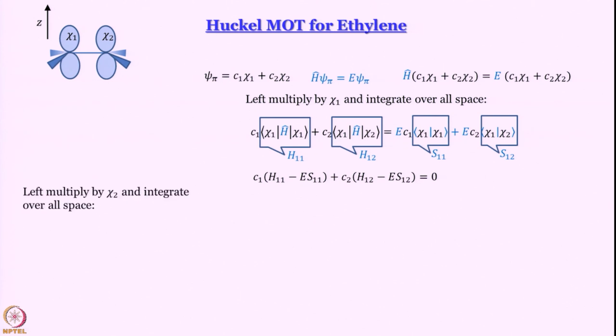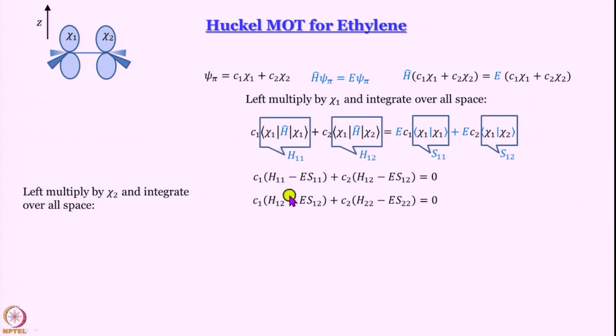How do we get the second equation? Same thing, just left multiply by chi2 and integrate over all space. I encourage you to please do it yourself and convince yourself that the expression you get is this. And when you do that, one thing that should come to your notice is that here I have written H12, actually I should have written H21 because I am left multiplying by chi2. So, the p orbital in the bra vector is actually chi2 and not chi1.